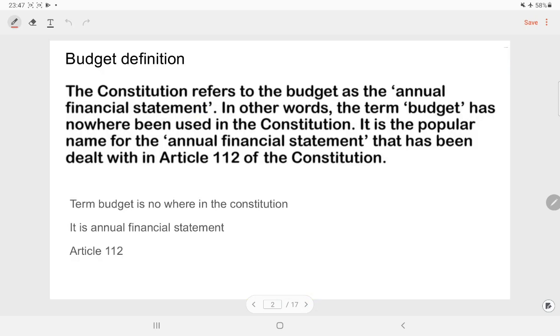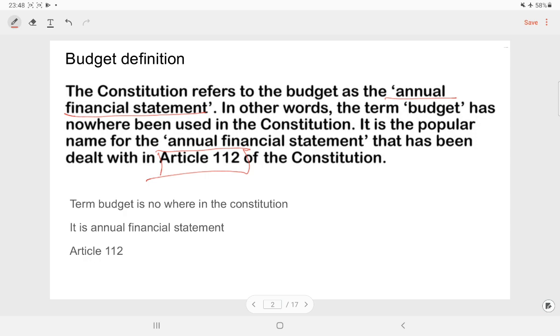So first we have to define what the budget is. That is defined under Article 112, as an annual financial statement. We have to be careful that the word budget is not there anywhere in the Constitution. The word is annual financial statement, and UPSC can twist around this fact.